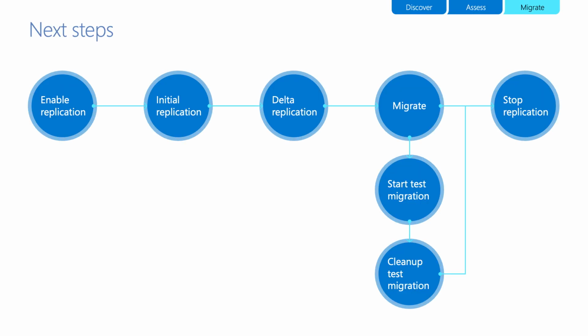Once discovery and assessment are completed, and you have built a high-confidence migration plan, you can leverage Azure Migrate's native server migration capability to migrate your server deployments. With Azure Migrate's server migration capability, you can lift and shift your servers to Azure virtual machines. You can even perform a test migration without impacting production workloads before the actual migration.